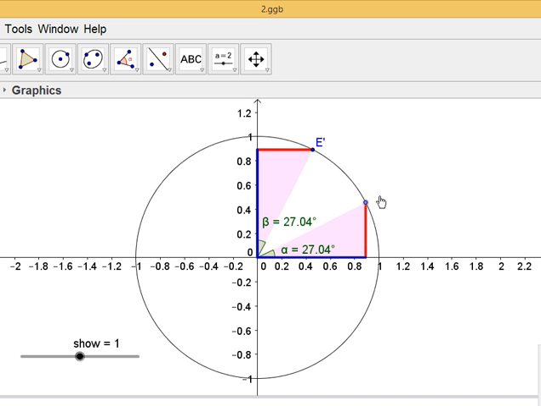Now look at these two triangles. They both have hypotenuse 1 because it's the unit circle. They both have the same angle here, 26.5, and they both have a right angle. So these two triangles are congruent. Therefore, all the sides and angles are equal.